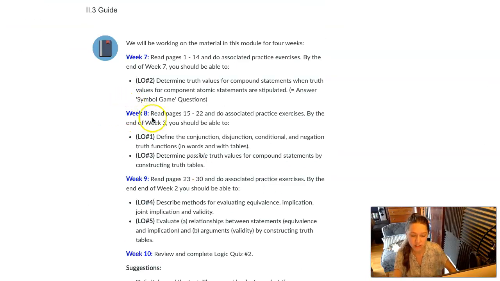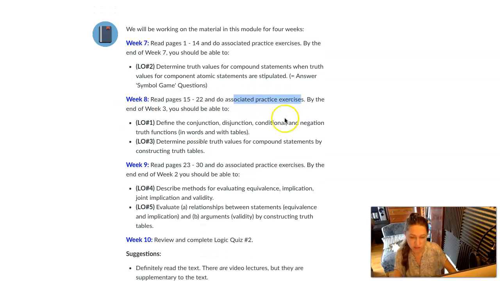What are we focusing on this week? Pages 15 to 22 of the text. There are associated practice exercises. By the end of this week, we should be able to define conjunction, disjunction, conditional, negation, truth functions. We should be able to say them in words and with tables. What do you mean, the truth functions? It's explained in the text. And we should be able to determine possible truth values for compound statements by constructing truth tables.